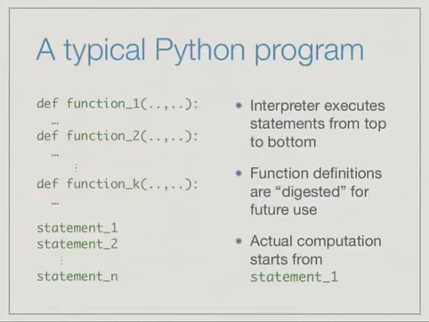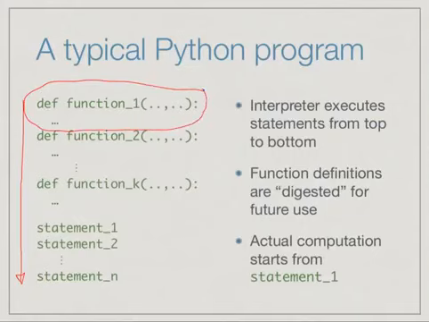Remember, we said that a typical Python program will have a collection of function definitions followed by a bunch of statements. So in general, the Python interpreter will read whatever we give it from top to bottom. When it sees a definition of a function, it will digest it but not execute it. We will look at function definitions in more detail very soon. And when we come to something which is not a definition, then Python will try to execute it. This in turn could involve invoking a function, in which case the statements which define the function will be executed.